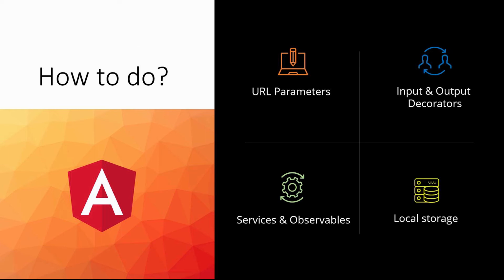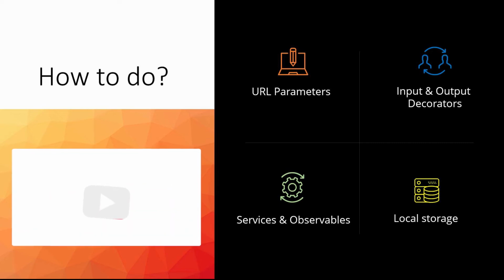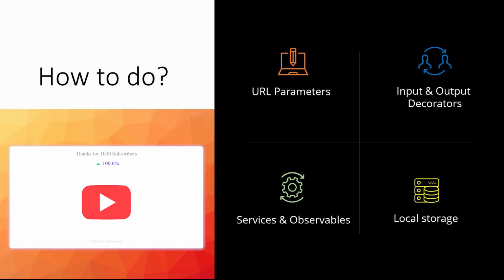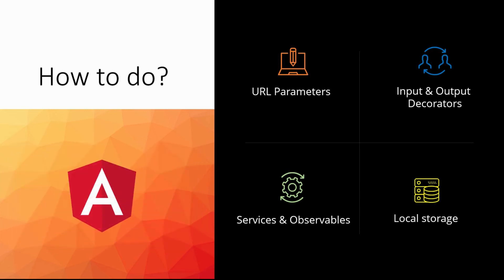The last and final one is local storage. Local storage is one of the HTML5 features. We can store the data in our browser memory, so we can access the data at any time in any component using the local storage get and set methods. These are the four methods I'm going to explain in this video series.